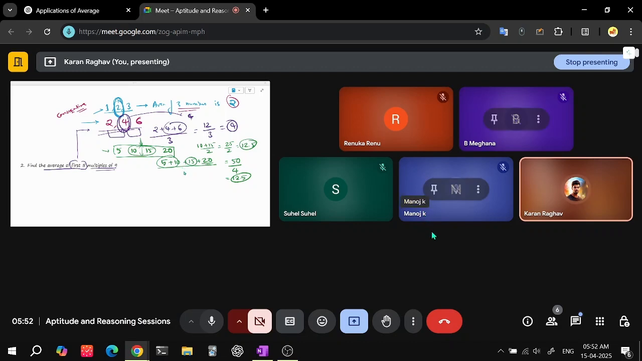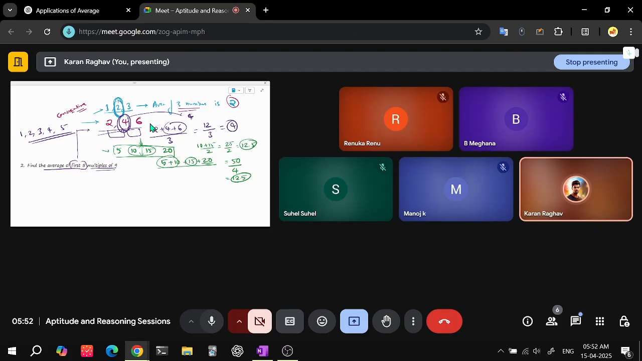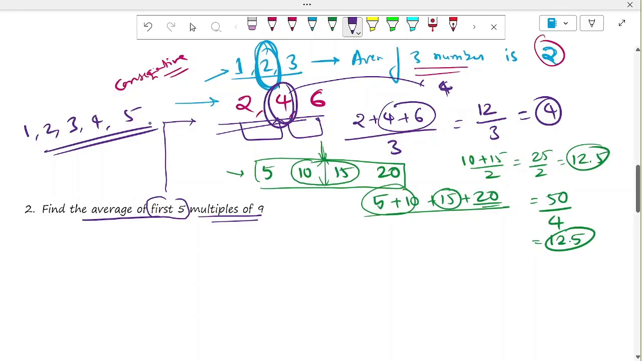If you have got a question, you can ask me, not a problem. So let's take an example. You have got 1, 2, 3, 4, 5. What is the average of these 5 numbers? Finding the average by adding and dividing will take a lot of time. So yes, it is 3. Straight away we can tell the answer because the middle value here is 3.